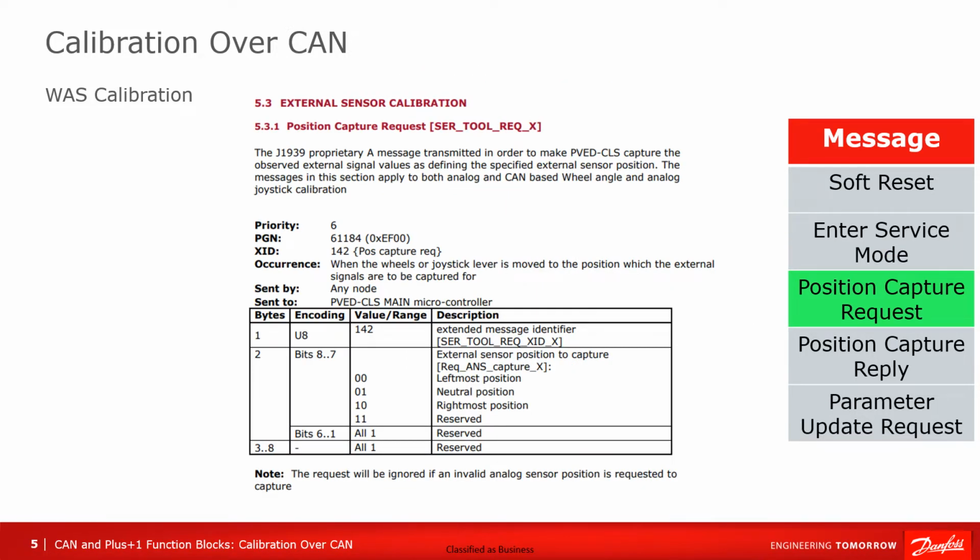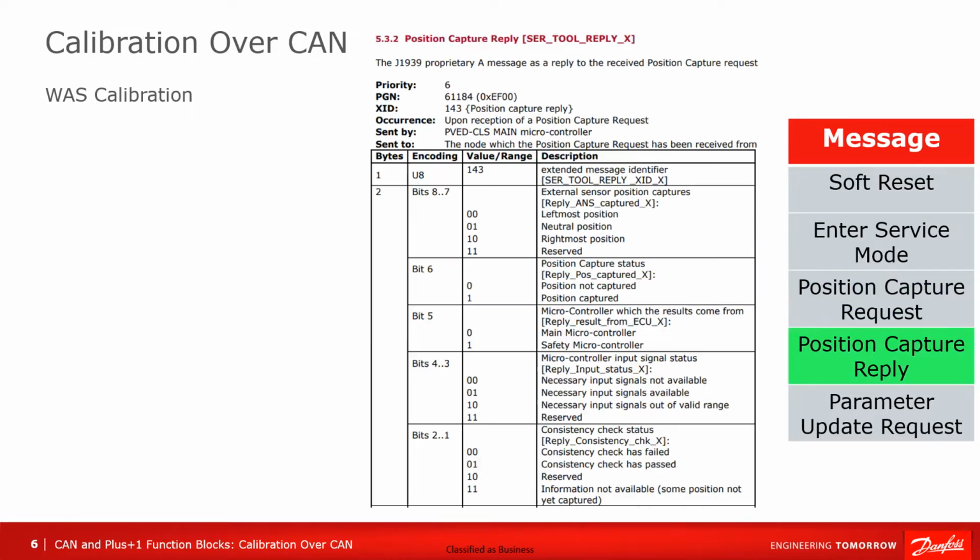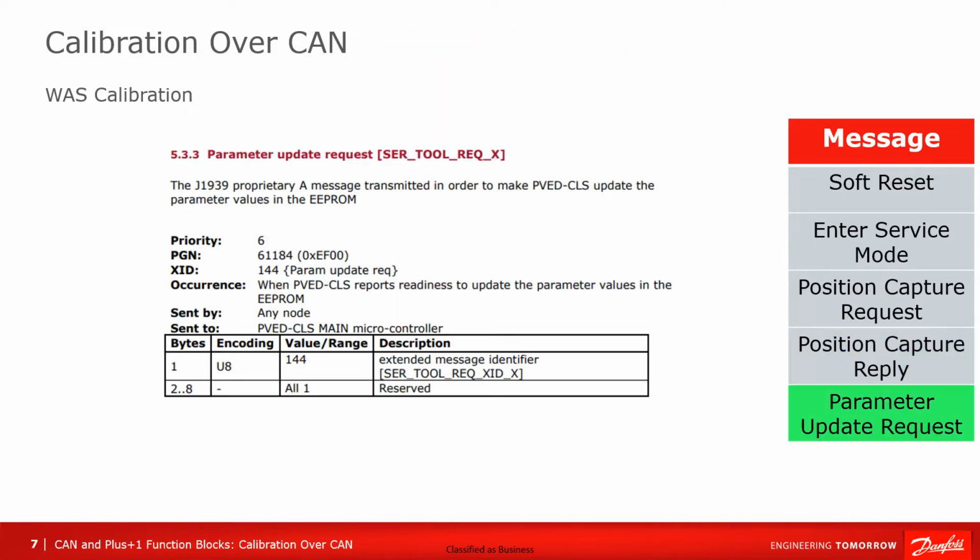Once in WAS calibration mode, the position capture request must be sent for the left, right, and center positions. The captured positions and status can be read from the position capture reply. Once all of the positions are captured, the parameter update request must be sent.